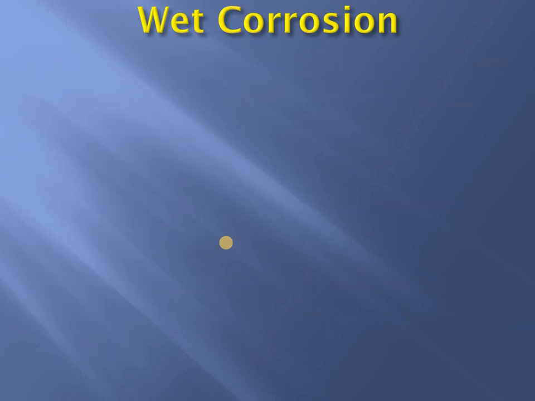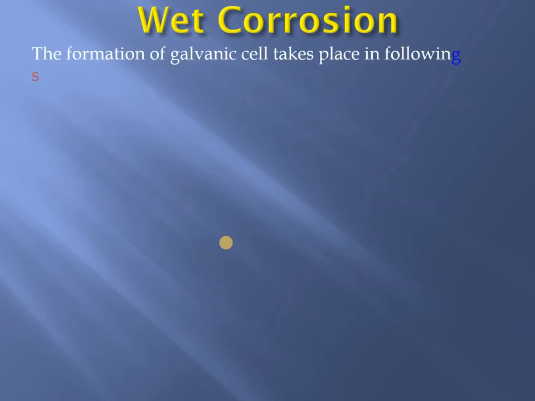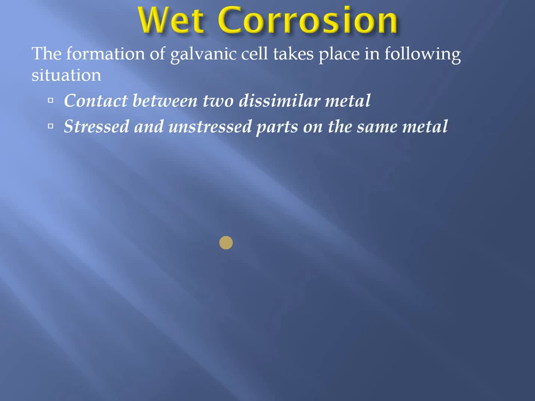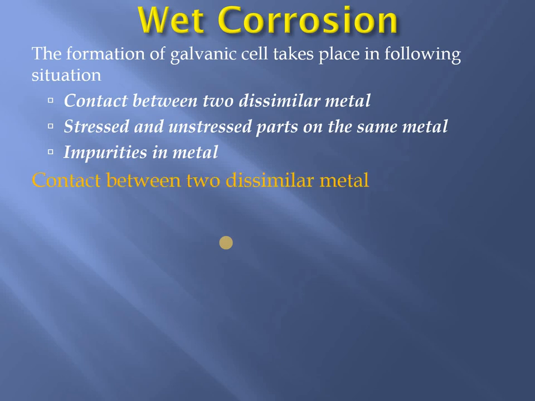Galvanic cell corrosion occurs in three ways. So the formation of a galvanic cell takes place in three situations. First is the contact between two dissimilar metals. Second is stressed and unstressed parts on the same metal, and third is the presence of impurities in the metal. So we will discuss these three situations one by one. First is the contact between two dissimilar metals.